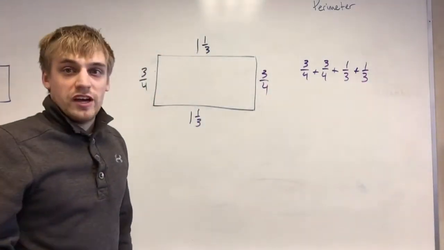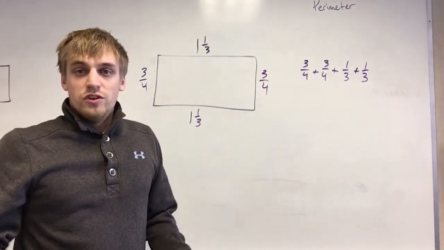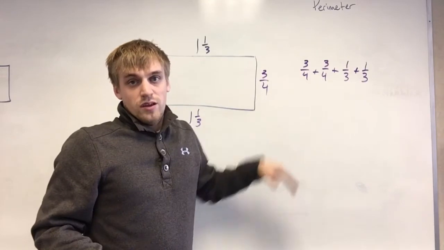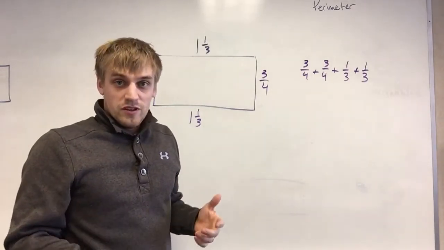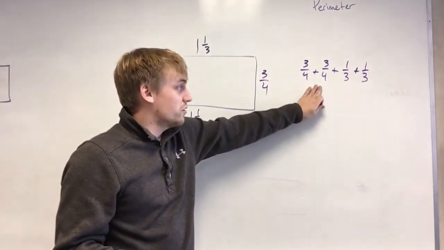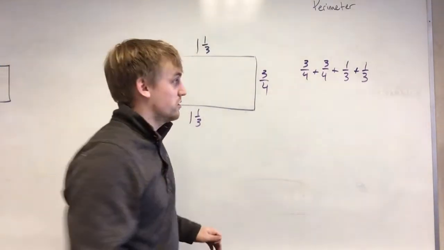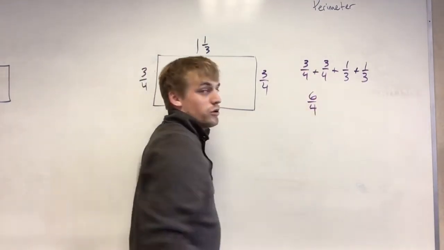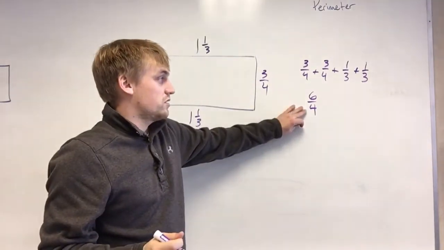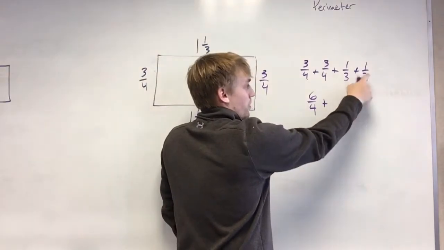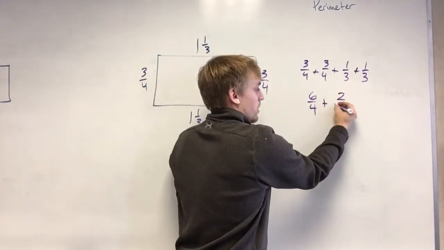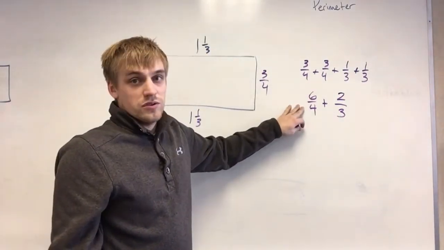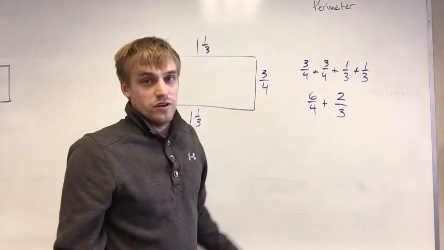When you add fractions, like Mr. DeSmit taught you last year, you need to make sure all the denominators are the same. In this case, not all these denominators are the same, so we need to make them all the same. Since these two are the same and these two are the same, we can add those together right away. So 3/4 plus 3/4, 3 plus 3 is 6, and the denominator stays the same. So we have 6/4, plus 1/3 plus 1/3, 1 plus 1 is 2, and the denominator stays the same. So 3/4 plus 3/4 equals 6/4, and 1/3 plus 1/3 equals 2/3.